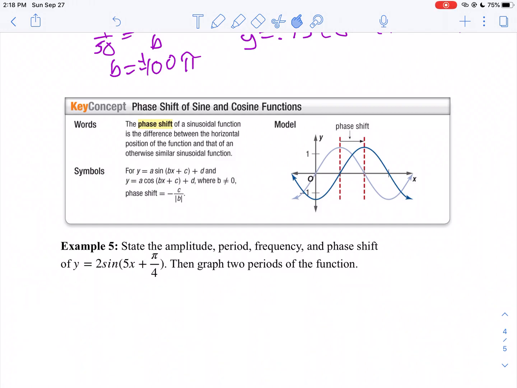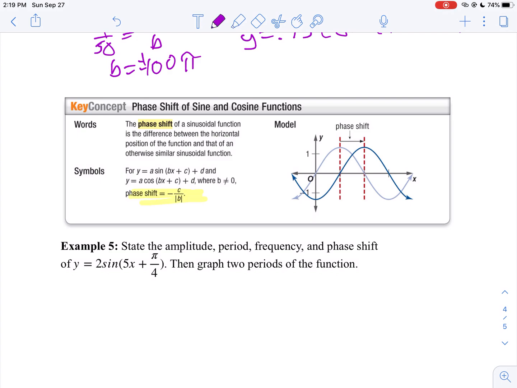The phase shift, which, like when we graph polynomials, is your horizontal translation of a sinusoidal function. By the way, I've been talking about sinusoidal functions the entire time, but I've never said it's a sine or a cosine function. We just call them sinusoidal. It's going to be the opposite of c divided by the absolute value of b. So that's going to be your phase shift.